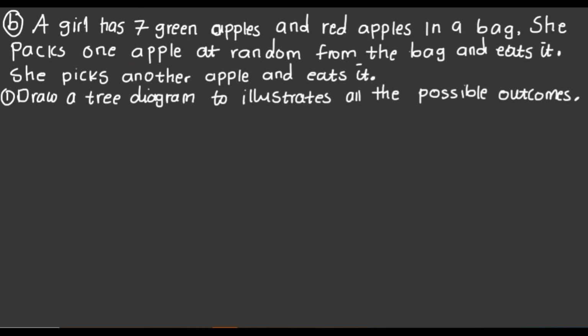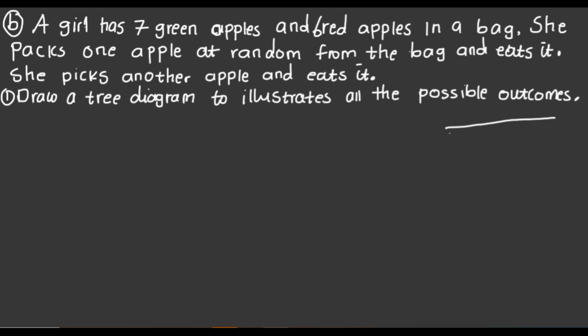Okay, we move on to question B. A girl has 7 green apples and 6 red apples in a bag. She picks one apple at random from the bag and eats it. She picks another apple and eats it. Part 1: draw a tree diagram to illustrate all the possible outcomes.